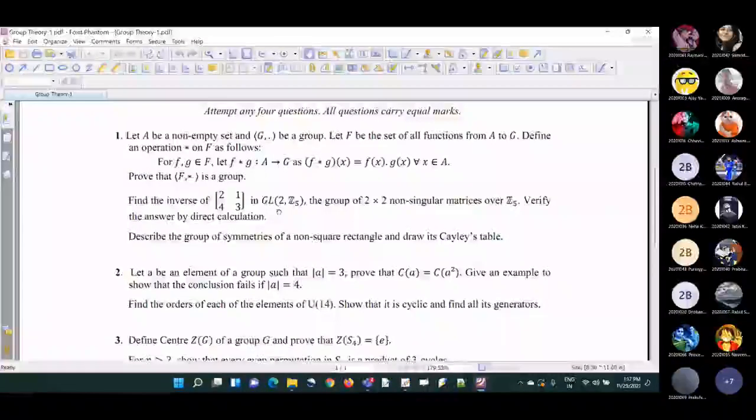And then there is another part: describe the group of symmetries of a non-square rectangle, and draw its Cayley table. So do you have any doubt in understanding what they need actually? Let us forget for some time how we are going to solve. But one thing is sure, that by reading this question you must feel that you are familiar with these concepts.